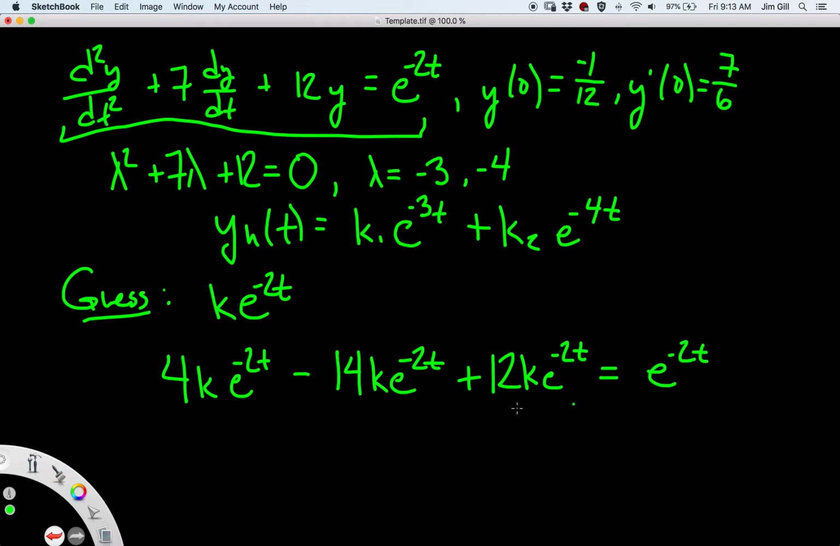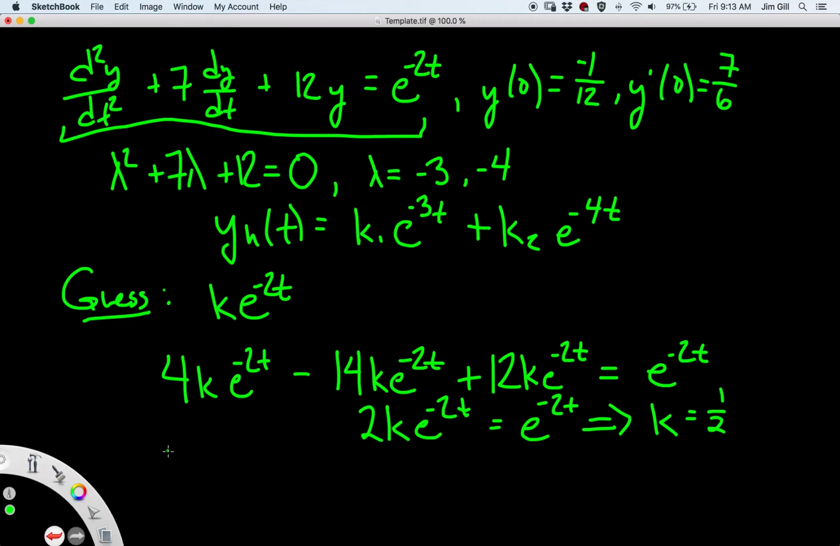If we've done it right. So let's see. 4k e to the minus 2t minus 14k e to the minus 2t plus 12k e to the minus 2t. Well, altogether, that looks like about 2k e to the minus 2t is equal to e to the minus 2t. So that immediately says, okay, well, k must be 1/2.